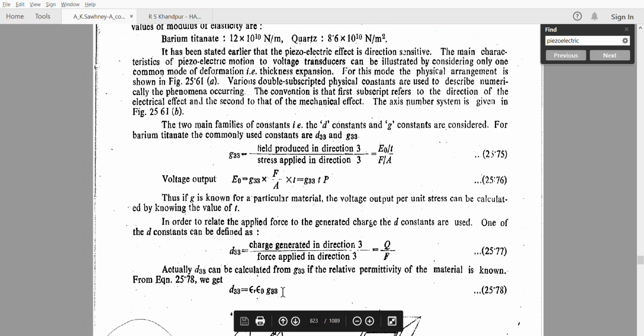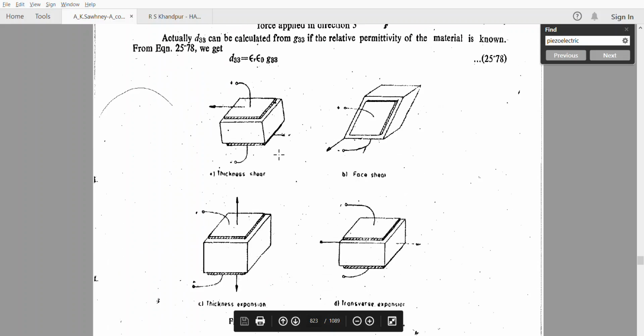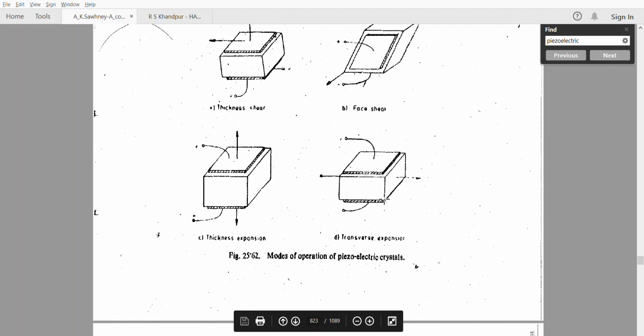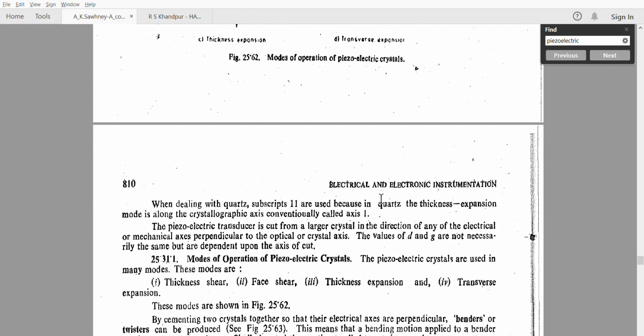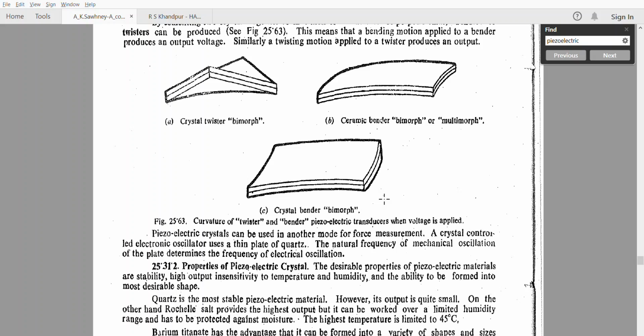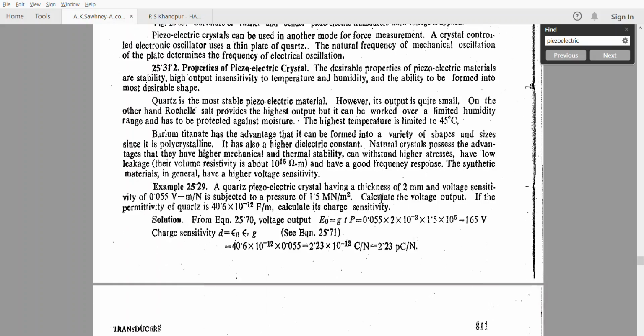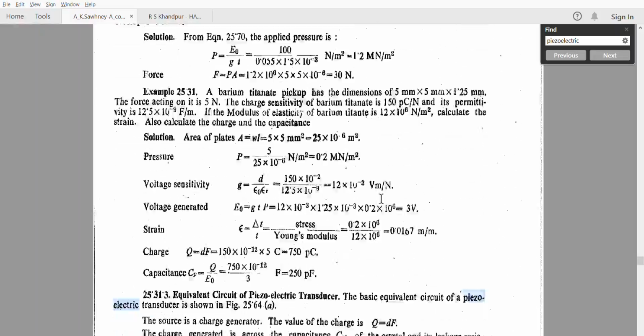Similarly for the charge density. The thickness here is parallel to the crystal, and force is along another axis of the crystal, and expansion, this is a tensile, and another one is transverse expansion. So these are some of the modes of operation of piezoelectric crystal which you should remember for your examination purposes. Then let's go to one of the important problems.